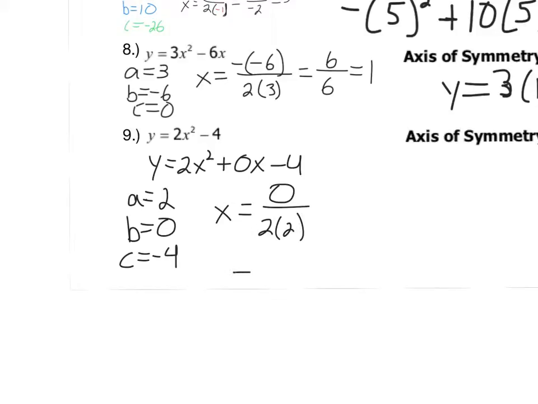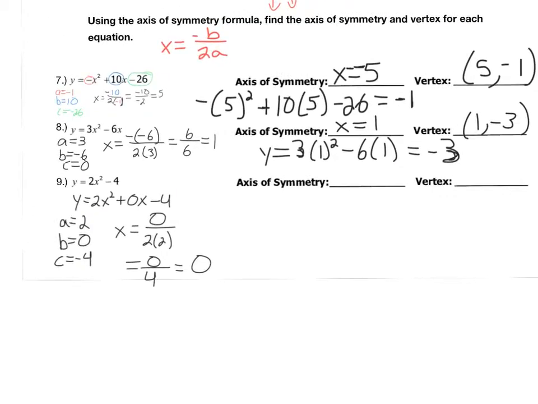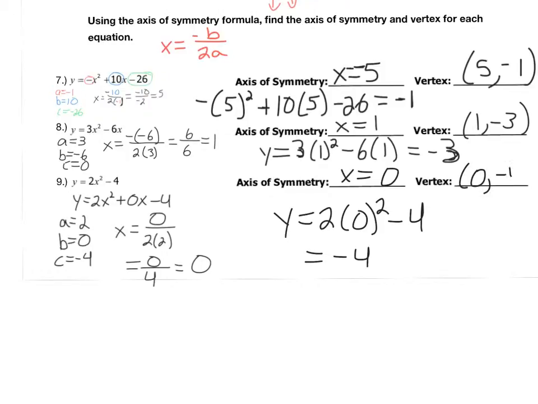That 2 times 2 really doesn't matter because we have a 0 on the top, and 0 divided by anything is just going to be 0. So your axis of symmetry is going to be x equals 0. And to find your vertex, we just plug in our axis of symmetry. So y is going to be equal to 2 times 0 squared minus 4. Well, 2 times 0 squared is 0, times 2 is 0, and then 0 minus 4 is negative 4. So your vertex is going to be 0 comma negative 4.